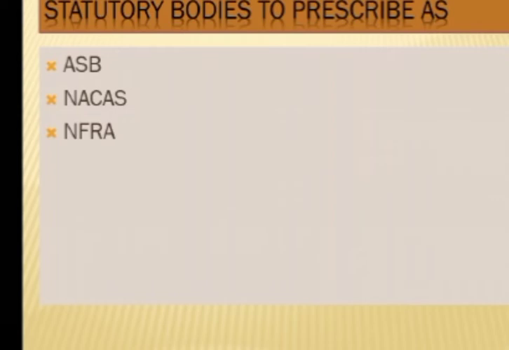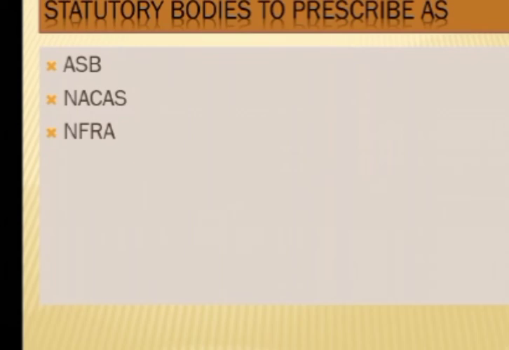Next one, NACAS, that means National Advisory Committee on Accounting Standards. It is also a body set up under section 210A of the Companies Act 1956 by the Government of India. It advises the central government on the formulation and laying down of accounting policies and accounting standards for adoption by companies. Under section 210A of the Companies Act 1956, an advisory committee called the National Advisory Committee on Accounting Standards had been constituted by the central government.